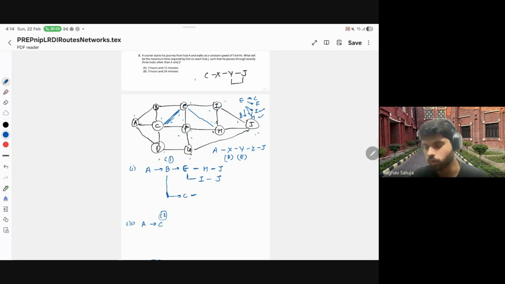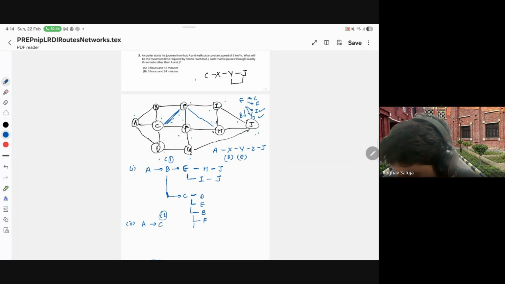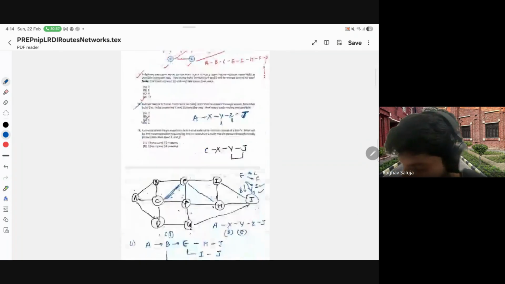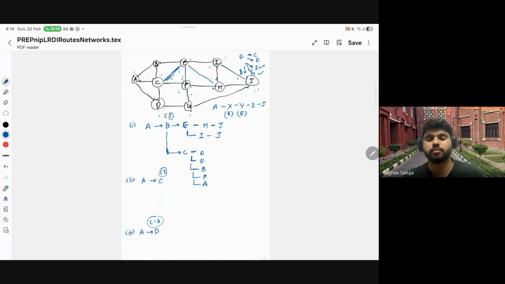From C, where can I go? From C, I can go to either D, or E, or B, or F, or A. From C, I can go to D, E, B, F, A. These are the routes that I can go from C. Perfect. Now you tell me which of these are neighbors of J, because directly after these J has to come.